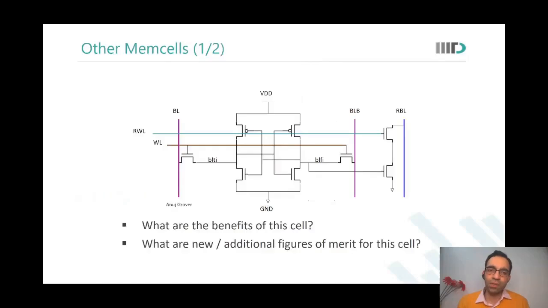60 cell till now. This is our memory cell. What is the benefit of this memory cell? Sir, what is this RBL? RWL. Let us say read word line.